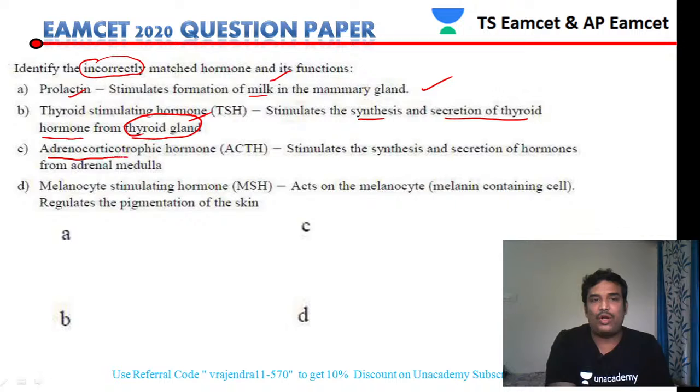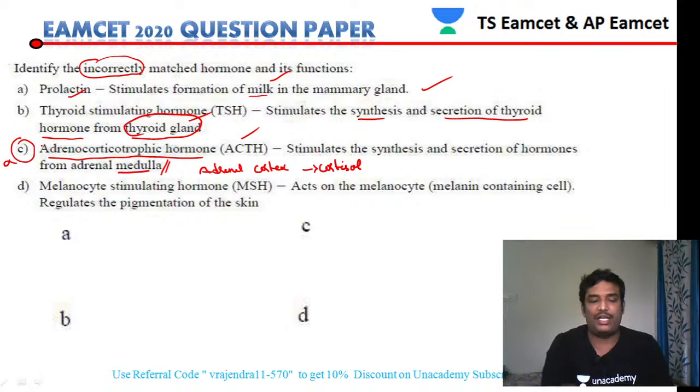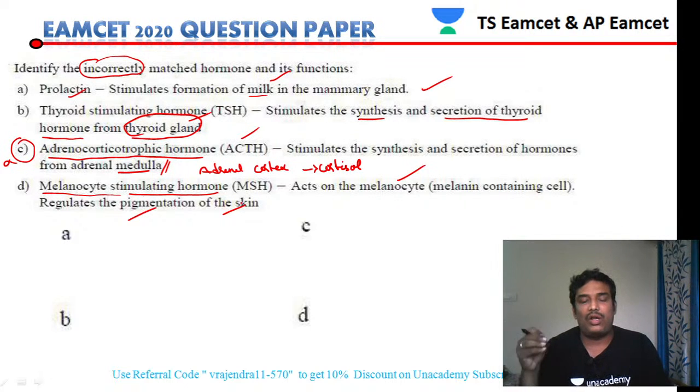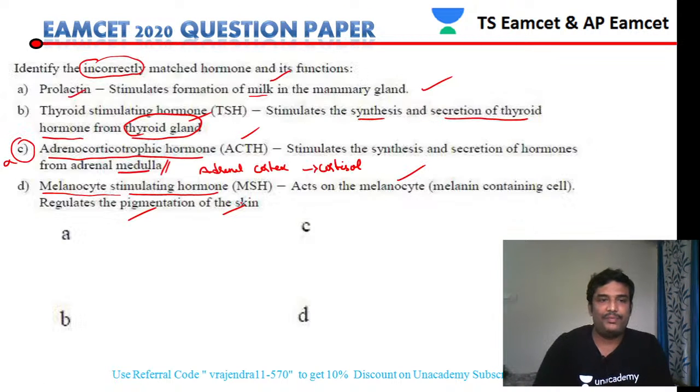Then adrenocorticotropic hormone, that is ACTH. It stimulates the synthesis and secretion of hormone from the adrenal cortex, actually not the medulla, particularly cortisol. Since it is given as medulla, this is the incorrect statement. Then there is melanocyte stimulating hormone, which acts on melanocytes and regulates the pigmentation of the skin. So finally, the incorrectly matched one is statement C.